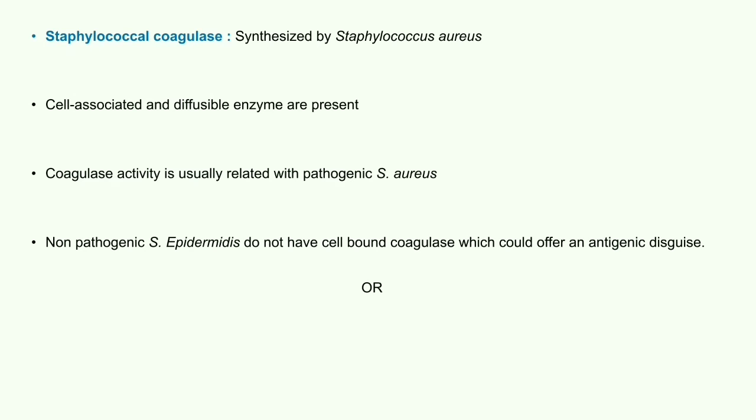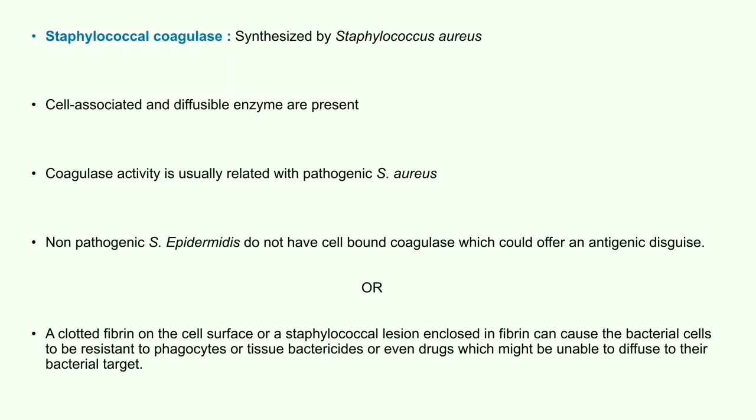It is possible that the cell-bound form could offer an antigenic disguise, or a clotted fibrin on the cell surface, or a staphylococcal lesion encased in fibrin, such as a pimple or boil, can cause bacterial cells to be resistant to phagocytosis or tissue bactericidal substances, or even drugs which might be unable to diffuse to their bacterial targets.